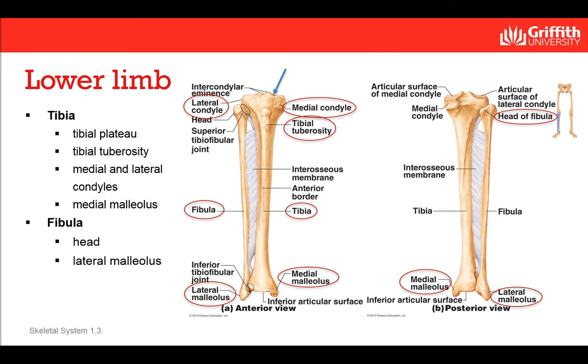In the lower limb, we also see an interosseous membrane made of fibrous connective tissue, similar to that found in the forearm between the radius and the ulna. But in the lower limb, it secures the fibula to the tibia.